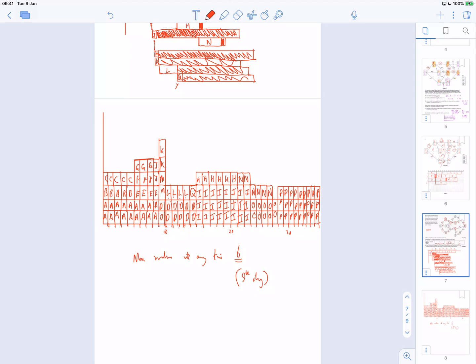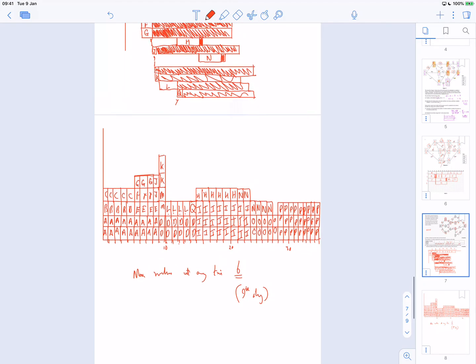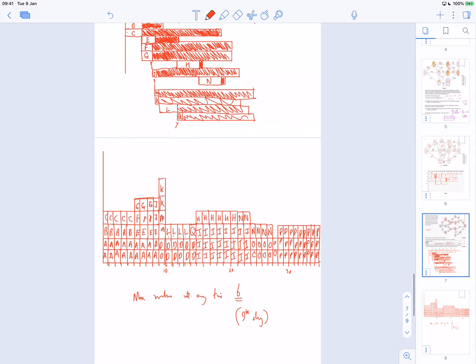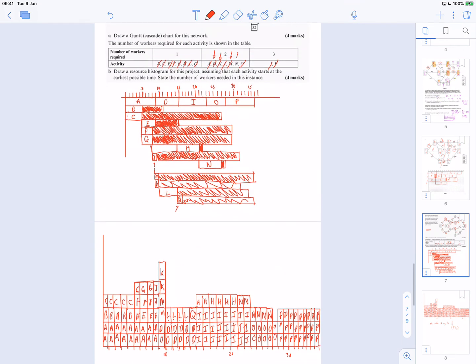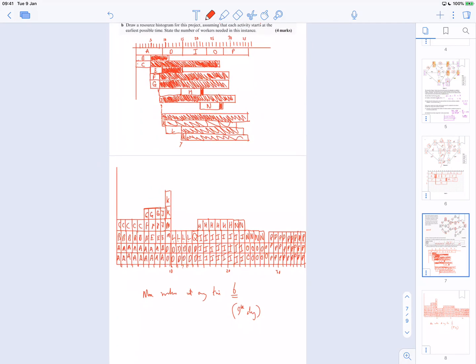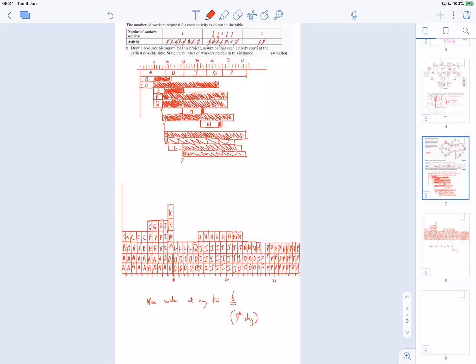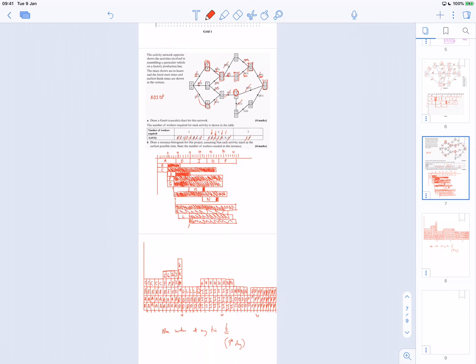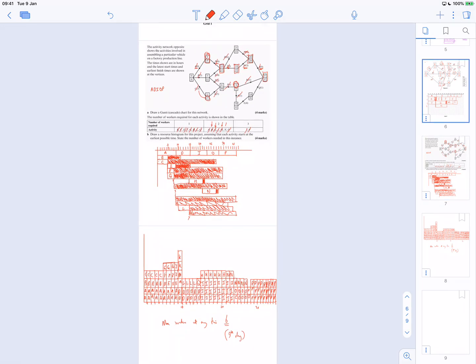Clearly, you'd probably want to shuffle this around a little bit, maybe. But yeah, it looks like 4 workers for most of it. You could probably shift this around, but at one point you're going to need 6 workers. And yeah, being able to move this around, there's no algorithm to it, you just give it a go.